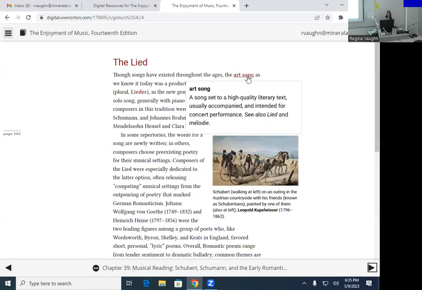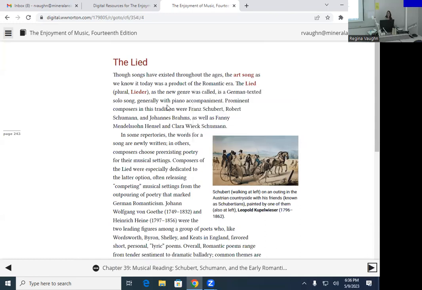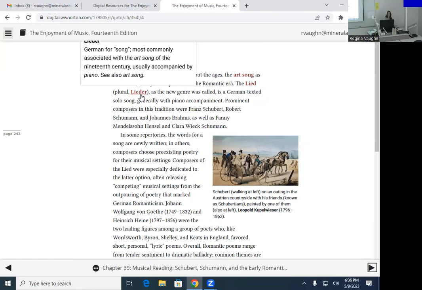So, art song: a song that is set to a high quality literary text. It is usually accompanied by piano and intended for concert performance. It's also called Lied, that's the German word for song, like aria is the Italian word for song. And if it's more than one, it's Lieder.